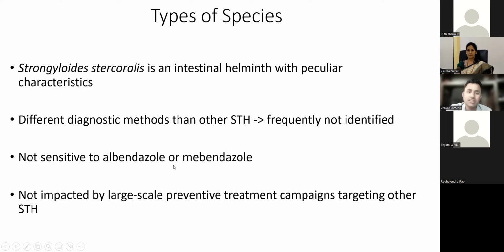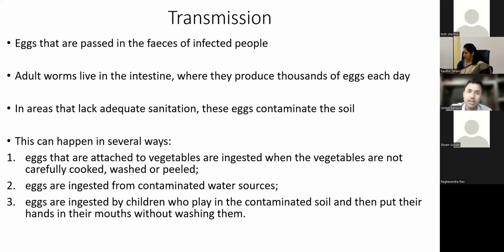It is not sensitive to albendazole or mebendazole and is therefore not impacted by the large-scale preventive treatment campaigns targeting the other soil transmitted helminths. So the three soil transmitted helminths, that is hookworm, roundworm, and whipworm, the eggs are passed in the feces of infected people. So the adult worms live in the intestine and they produce thousands of eggs per day. In areas that lack adequate sanitation, these eggs contaminate the soil.